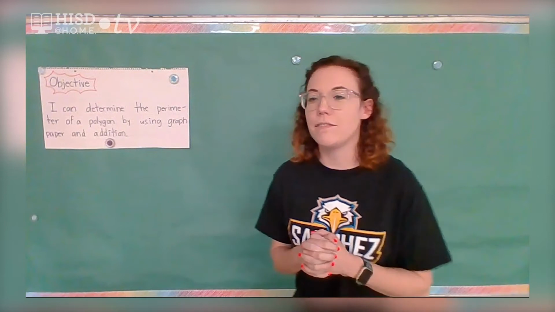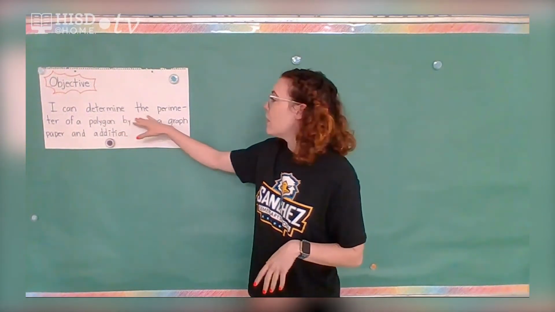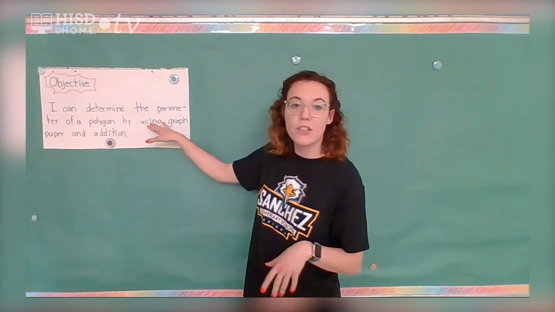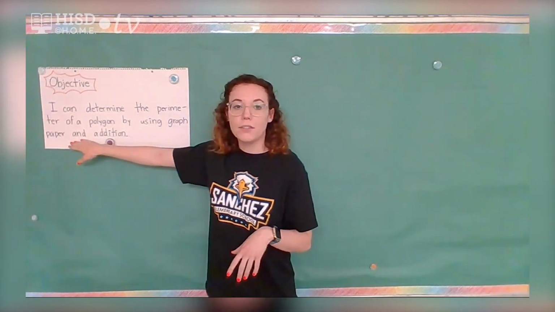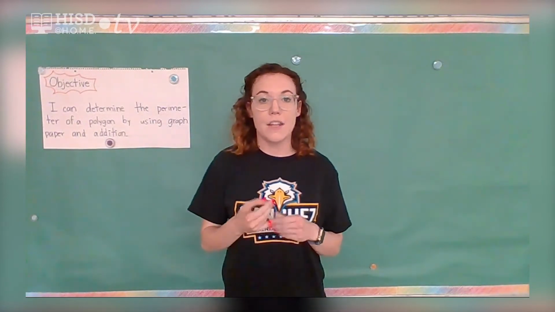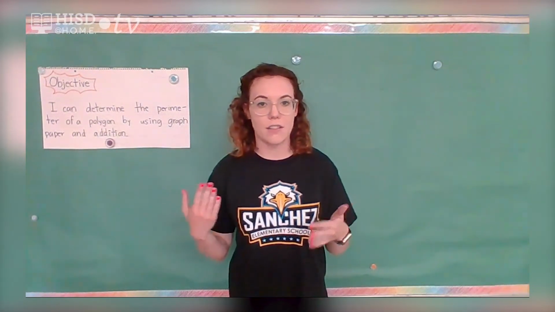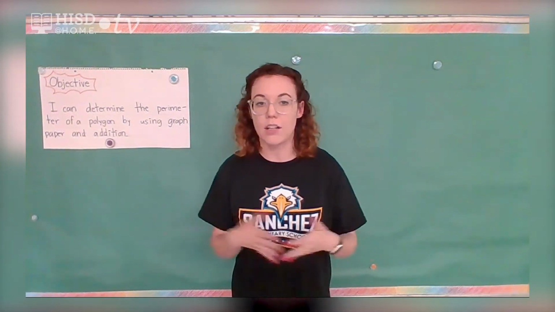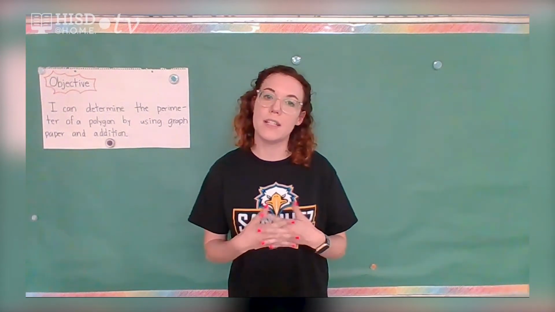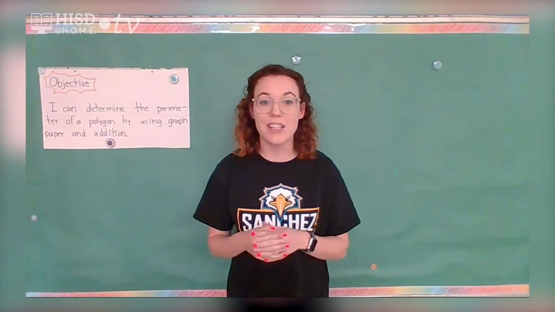So let's look at our objective. I can determine the perimeter of a polygon by using graph paper and addition. So we're going to find the perimeter of different shapes. Polygons, remember, those are any shapes with straight lines and not curved lines. So a circle is not a polygon. So we're going to use the information given to us today and what we've learned from area to learn how to find the perimeter. So let's go try that.